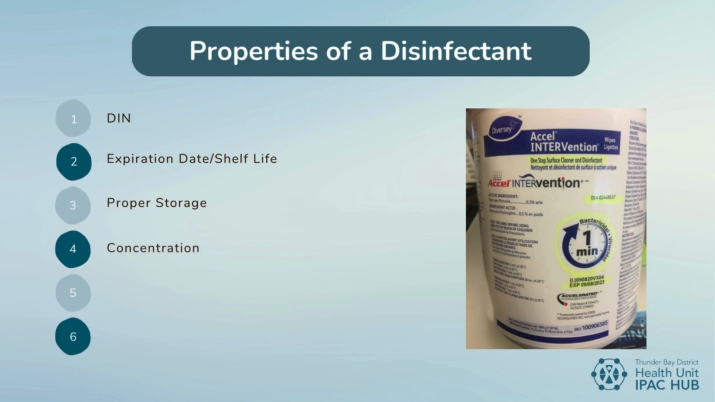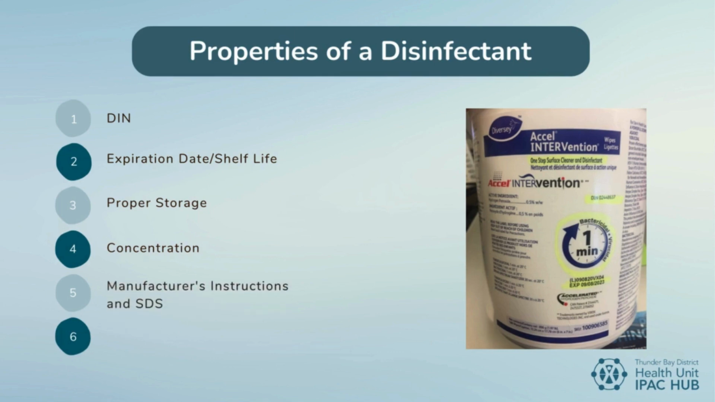Number 4, concentration. Products can be ready to use or come concentrated, which means that the user is required to dilute them to the correct concentration for safe and effective use. Always check the bottle and packaging and ensure you know what your product is and how it is to be used properly. Many companies will have the same product but offer it in the two forms, ready to use and concentrated. Always check first.